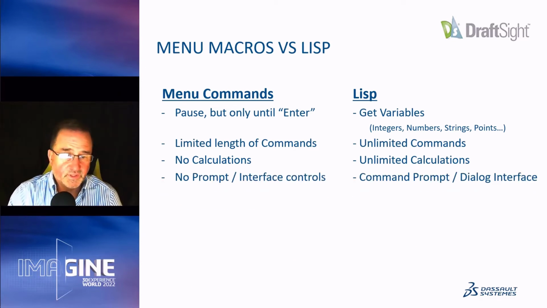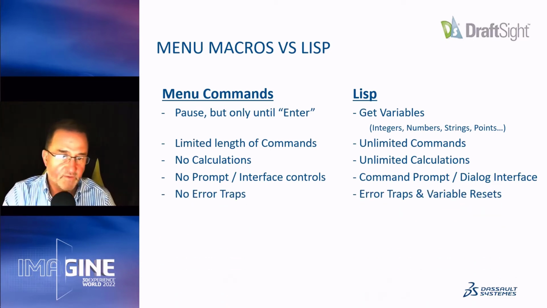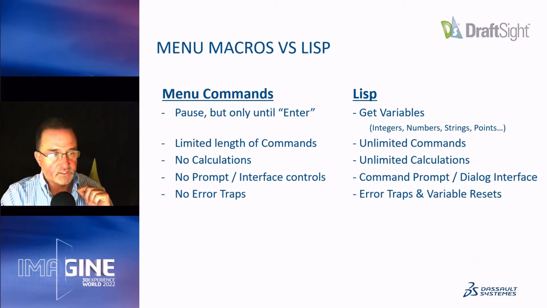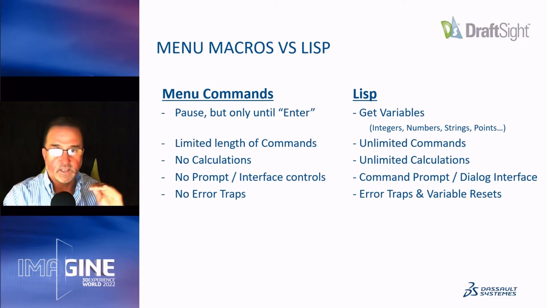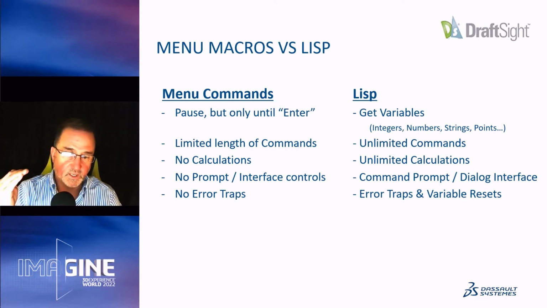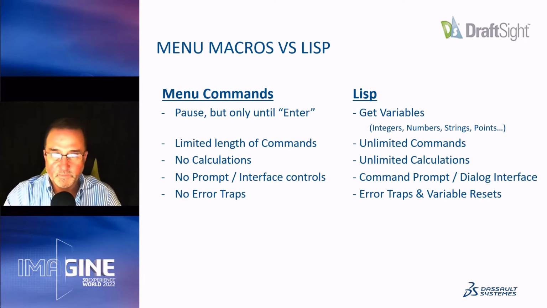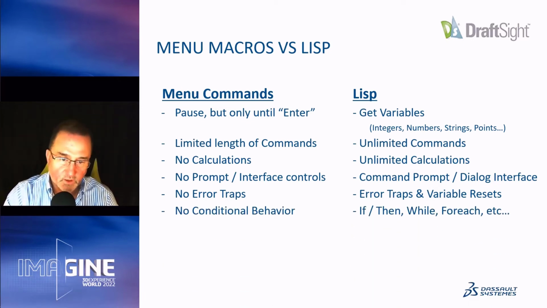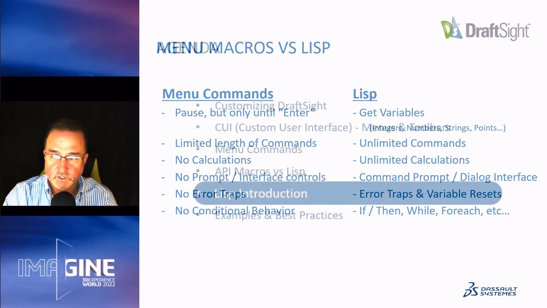In the menu command, we really can't prompt the user with a dialog box to ask questions, where in Lisp, I can design a dialog box, I can ask questions, I can get different values or display values. We don't have the ability to error trap. A menu command is sequential. It has to start and end. It can't deviate from that path. Or in Lisp, I can get values, I can change course, I can ask for different types of options, or create error traps. And there again, like I said, there are no conditional behaviors that we can do in a menu macro, where in Lisp we can do if, then, while, for each, whatever.